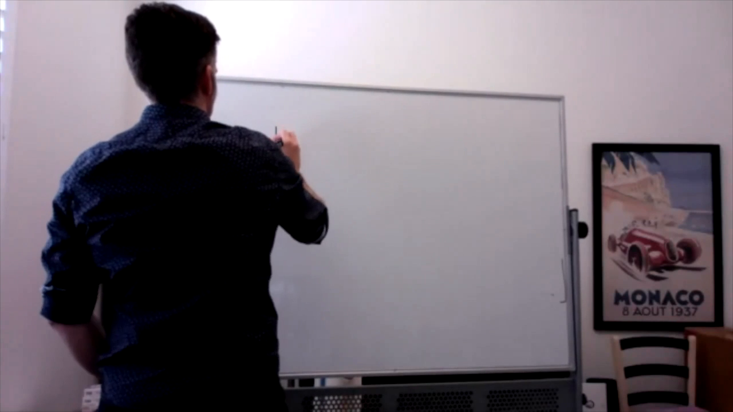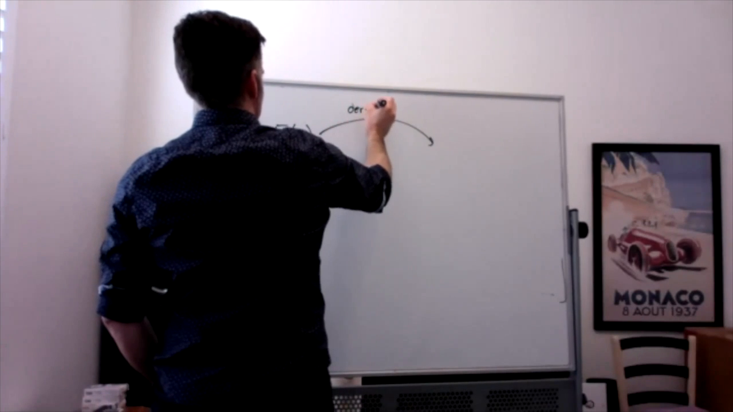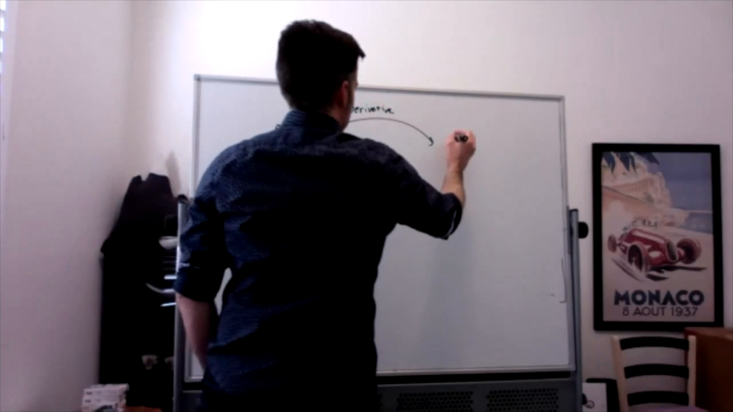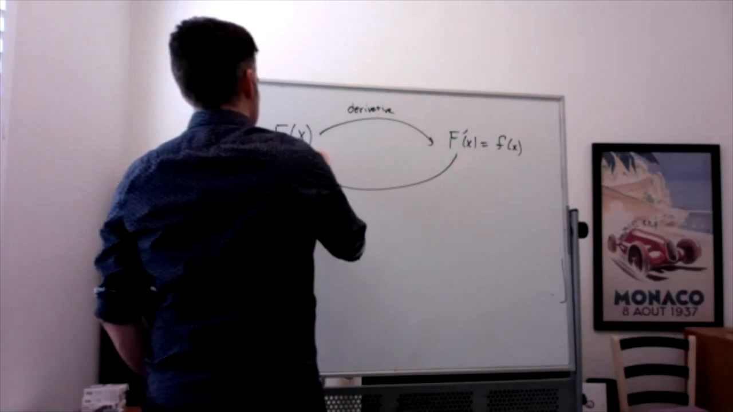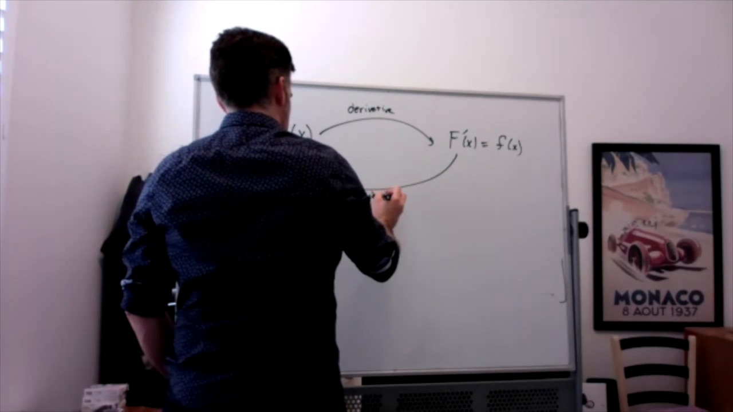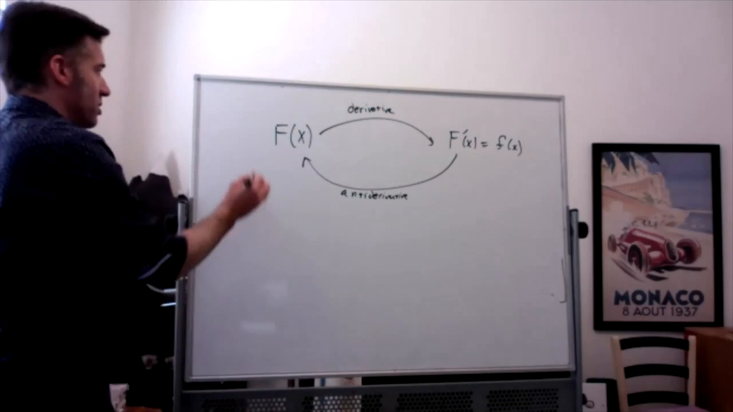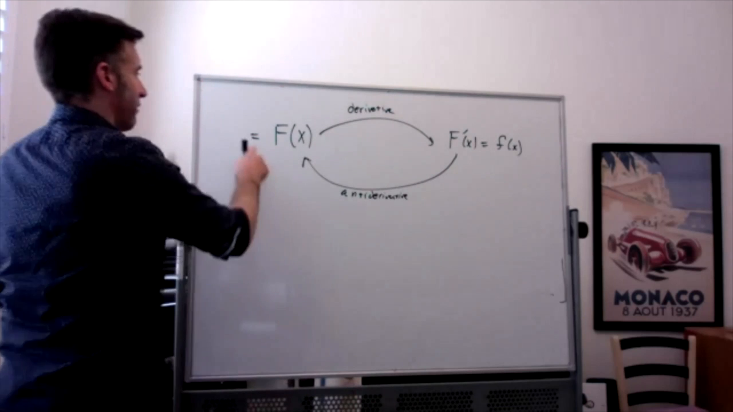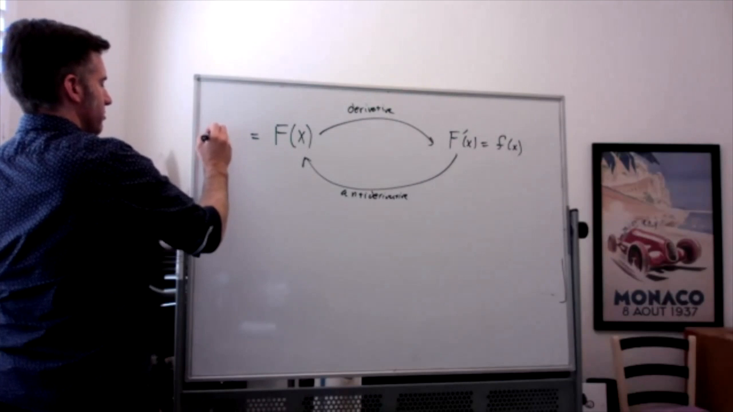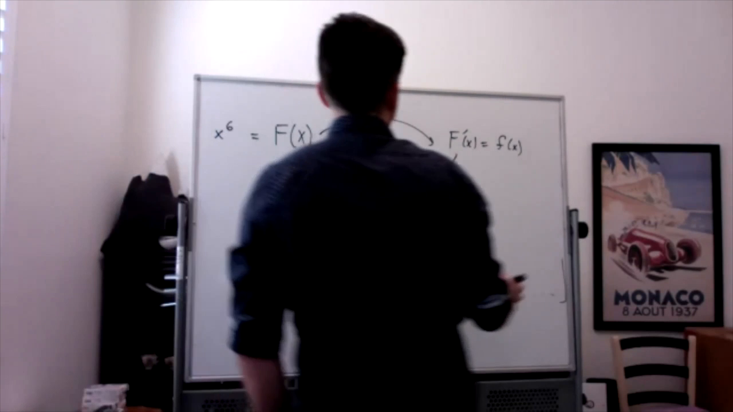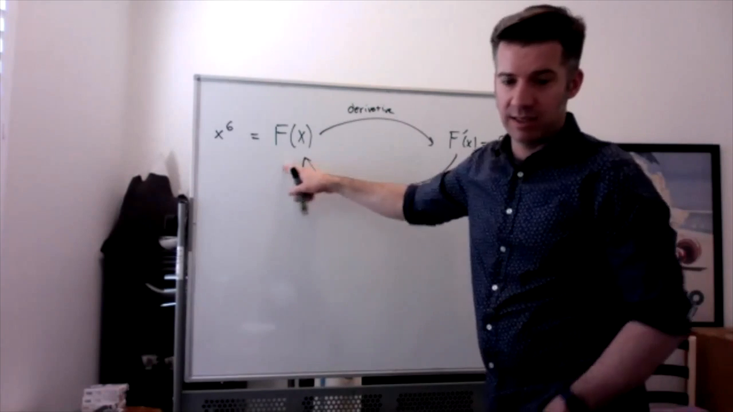So if we take the derivative of capital F of x, we get the derivative, which we often call lowercase f of x. If we take the antiderivative of little f of x, we get back to the function we started with, capital F of x. And again, I'm going to pick a different function. Let's say this is x to the 6th. The derivative of that is 6x to the 5th. The antiderivative of that is x to the 6th plus a constant.